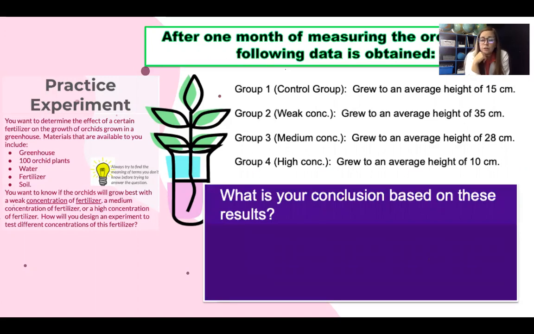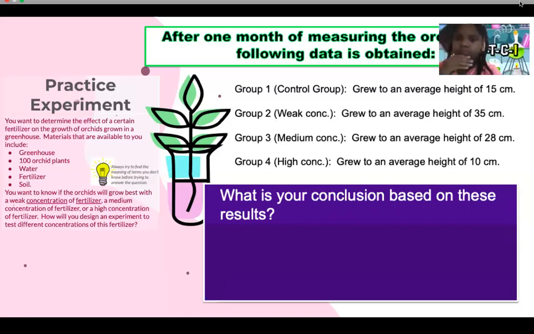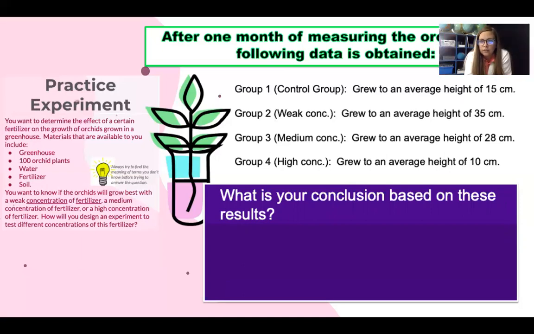So based on these results, what would our conclusion be? Which concentration is most effective for growing plants? Is it the control group? No, just water. A weak concentration, medium, or high concentration? Which of these is most effective? All right, Samira, I see your hand raised. The weak concentration. That's right. The weak concentration is the most effective because those plants grew an average height of 35 centimeters.